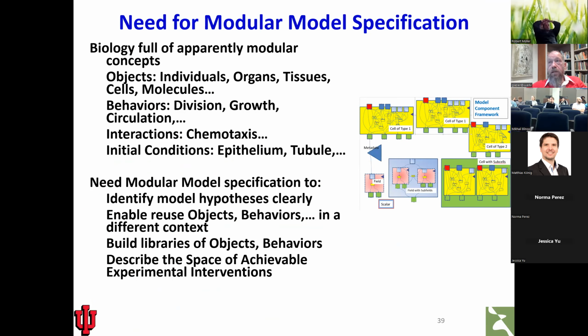Biology is full of apparently modular concepts: individuals, organs, tissues, cells, molecules. Apparently well-defined behaviors: cell division, cell growth, circulation, named interactions. And we'd like to be able to build modular equivalents of these that allow us to combine components and make them reusable and extensible so that we can build libraries.